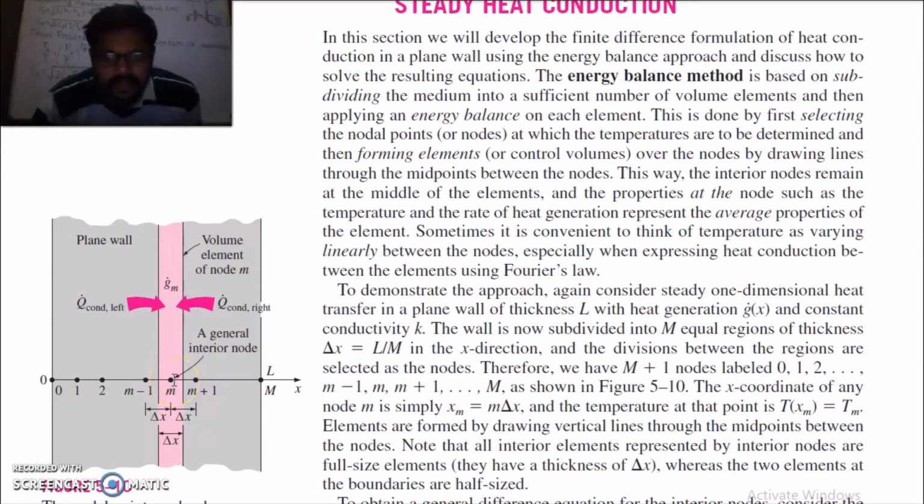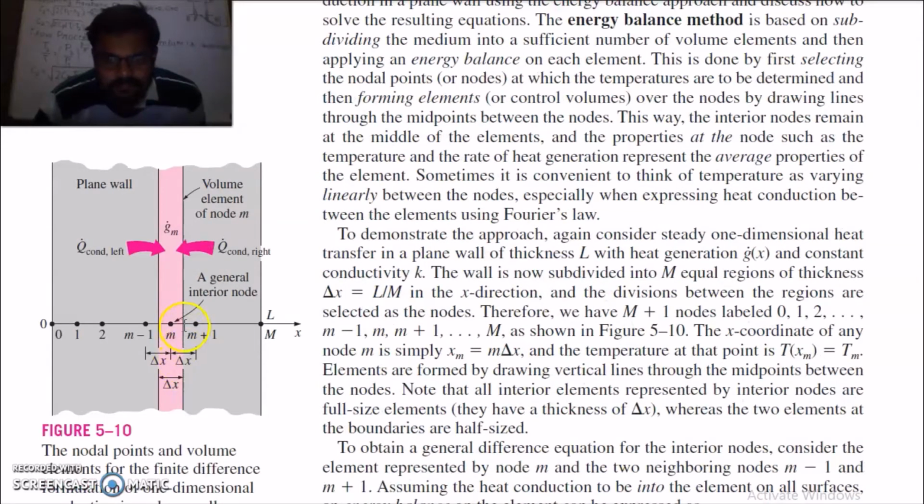Sometimes it is convenient to think of temperature as varying linearly between the nodes. To demonstrate this approach, we consider one-dimensional heat transfer in a plane wall of thickness L. So this wall is divided into M equal parts, from 0, 1, 2 up to M, where del x is equal to L by M. This L is the total length divided by the number of elements or regions, and you will get this del x.